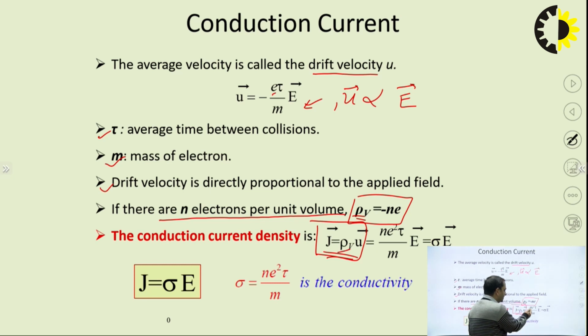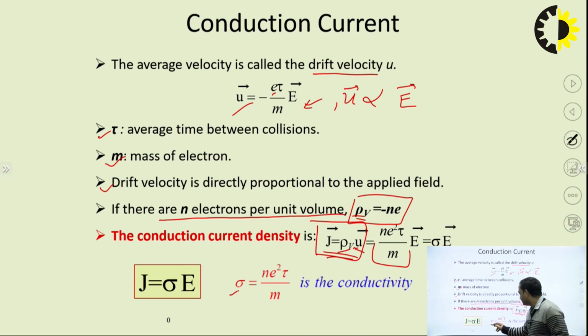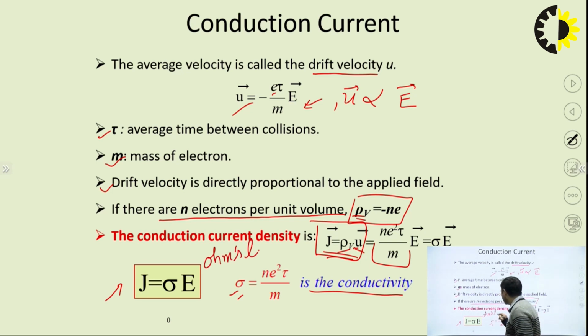So in place of ρ_v we put minus n e, and in place of U we put this expression. When you put all together, we get n e² τ upon m into E. Here we can say this is equivalent to σ. So σ is nothing but n e² τ upon m, which is the conductivity of the metal, copper, or any material in which conduction current can occur. So J is equal to σ E. This is nothing but Ohm's law.